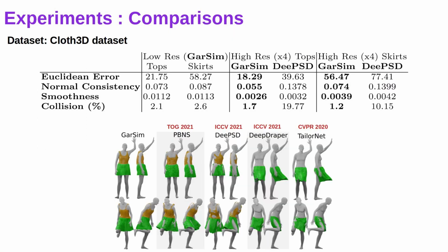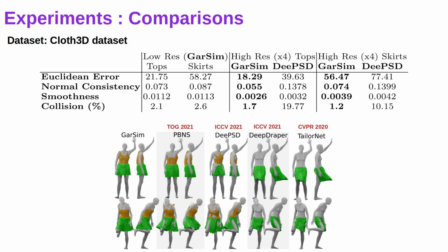We evaluate GarSim and compare it with DPSD on the Cloth3D dataset. The results in the table show GarSim, despite being trained on low-resolution meshes, outperforms DPSD, trained on high resolutions, in all metrics. It shows that GarSim, trained with a small amount of data, accurately learns the physics of garment deformation.